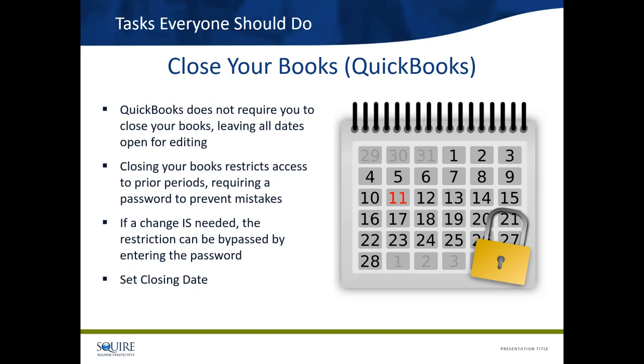And then if a change is needed, you can put in a password, but make it a password that not everybody has, because you want to think twice before you make changes to a closed period. And then you set a closing date to tell it how far back you want to go. So some people will set it for the end of the prior year. Some people will close it every month as soon as they've reconciled. So that's personal preference.